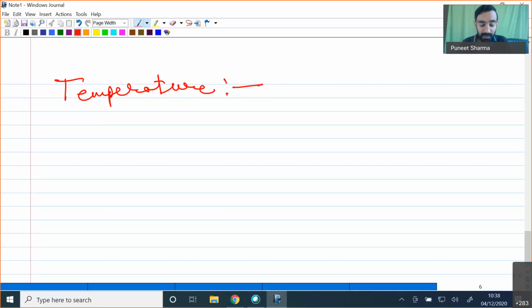Okay, but from our senses we cannot exactly obtain the value of the temperature. That's why we should have some direct measure of the temperature, where certain properties change with the temperature in a predictable manner.